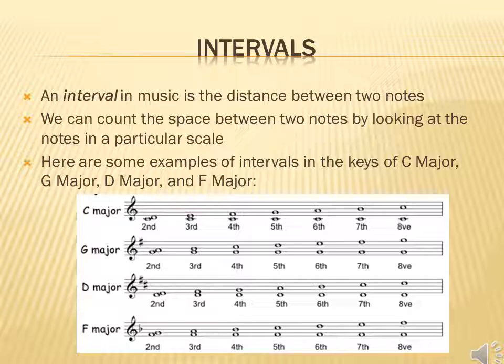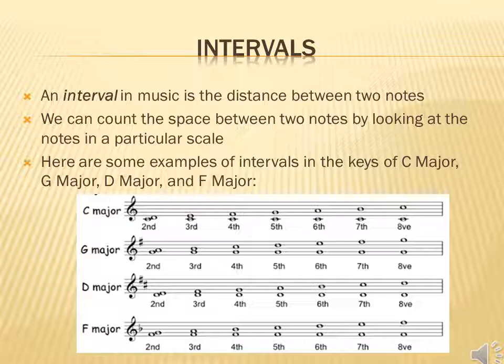From the first note to the second note, we have a second. From the first note to the third note, we have a third. From the first note to the fourth note, we have a fourth. From the first note to the fifth note, we have a fifth. From the first note to the sixth note, we have a sixth. From the first note to the seventh note, we have a seventh. And from the first note to the eighth note, we have an octave.